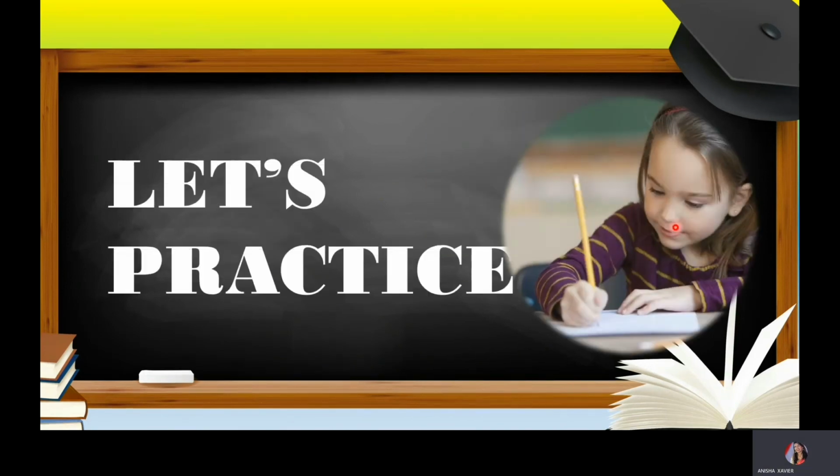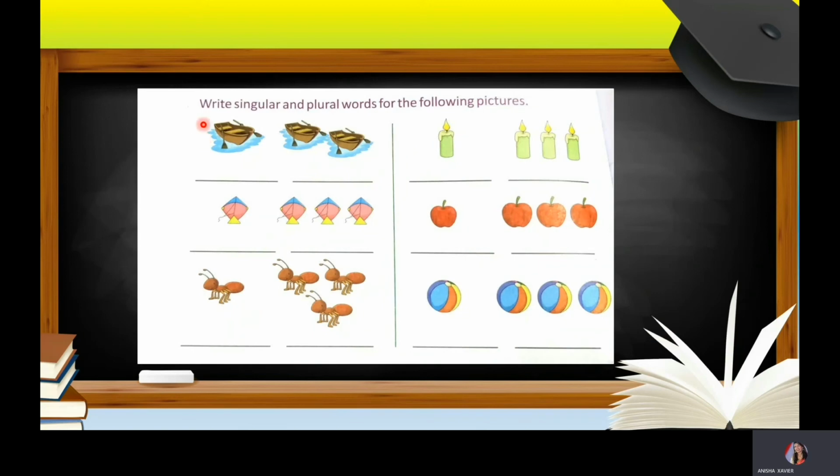I'll be asking you a few questions. You need to quickly answer that, okay? So you will tell the answers to your parents. Now here you have to write singular and plural words for the following pictures. The first one, this is boat. Now quickly tell me the plural form of the word boat. Quickly tell that to your parents. Done? Boats. Very good. So now the next one, can you identify this picture? Quickly, hurry up. Yes, it is kite. And the plural form, kites.